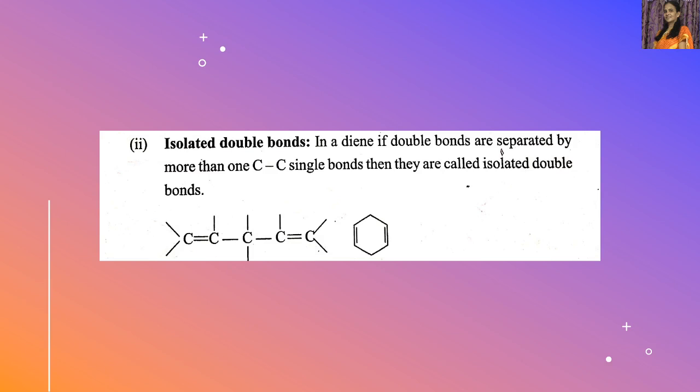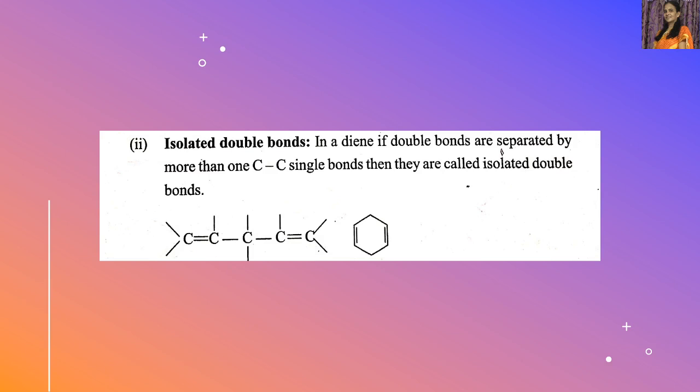isolated dienes. See, diene it is because two double bonds are there. Two double bonds are separated by more than one. Here two are there. Okay, more than one. There may be 3, 4, 5, any number of CC single bonds. Then it is known as isolated diene.